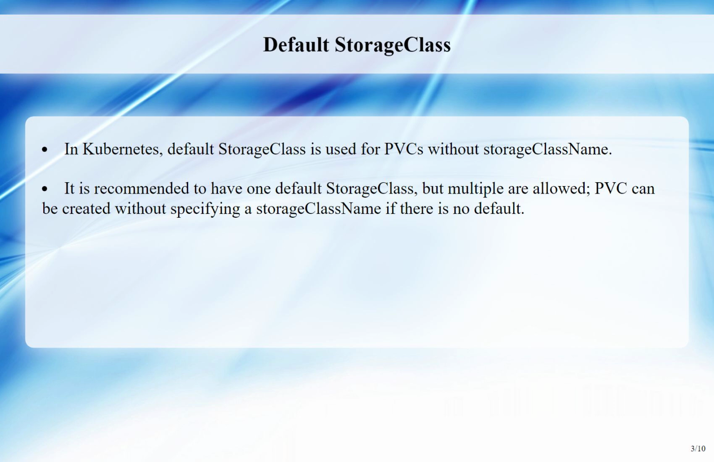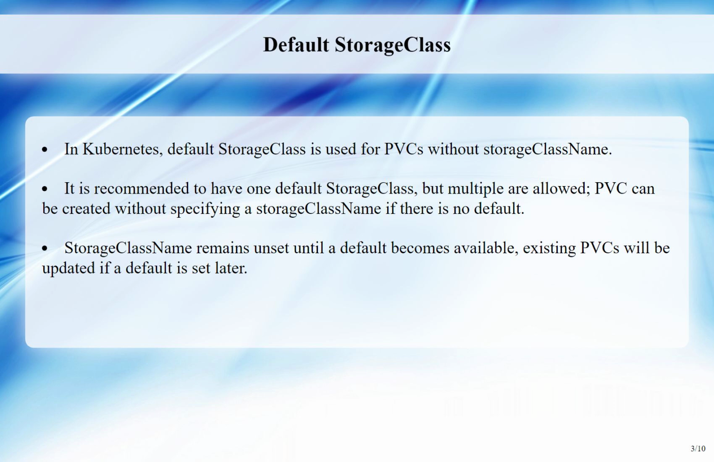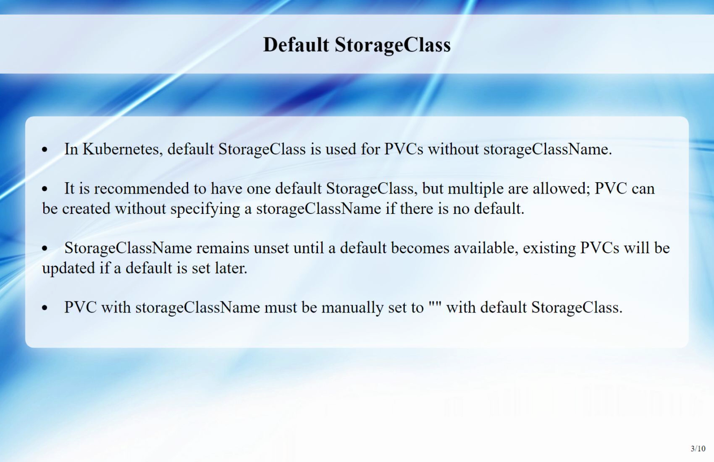If no default storage class is set, you can still create a PVC without specifying a storage class name. In this case, the storage class name will remain unset until a default storage class becomes available. If you do not have a default storage class and decide to set one later, existing PVCs without storage class name will be updated to match the new default storage class, except for PVCs with storage class name set to an empty string. To continue using a PVC with storage class name set to an empty string while having a default storage class, you need to manually set the storage class name of the PVC to an empty string.